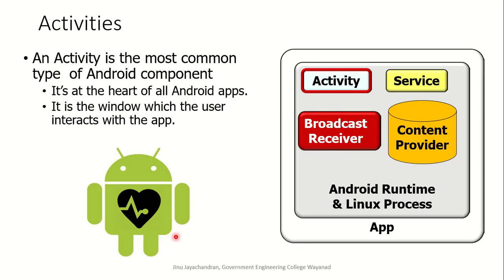In this lecture we will be talking mostly about the component called activity. Activity is the single most common type of Android component, and it is the heart of all Android applications. It is the window with which the user interacts with the app. When you click an application, it comes into the foreground and opens a window. That window is called an activity. An application can have activity, service, broadcast receiver, content providers, along with the Android runtime and Linux processes.